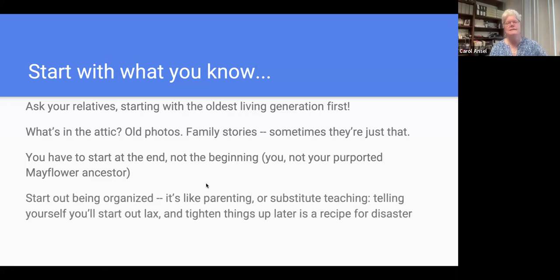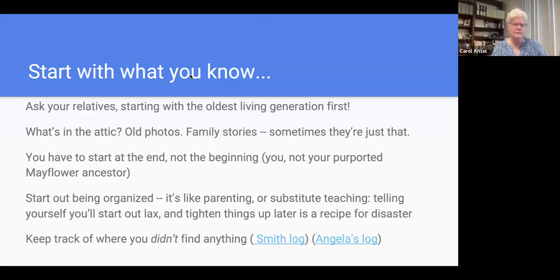Okay, start out being organized. I said it's like parenting or substitute teaching. We say, well, I'm just going to start out kind of lax and I'll tighten things up later. Well, again, not a great way to go. I am not the best person to be saying this because my genealogy materials are not totally organized, especially the paper materials. I did do a presentation one time on how you can color code and store your materials. I got really into buying all the office supplies because I love office supplies. But the papers are still sitting there and they're not in those files yet. So try to be organized from the start.